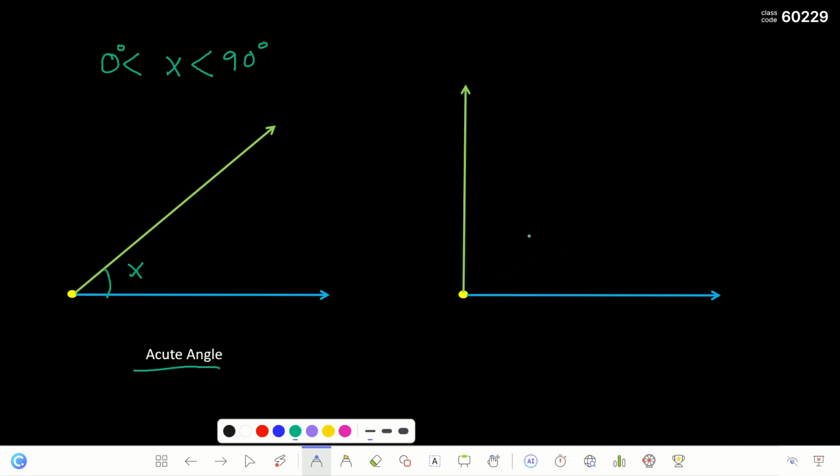Now here, when our angle is X, let's say this is X, it is exactly equal to 90 degrees. Such an angle is known as a right angle. Now a right angle is denoted by this kind of a symbol. For other angles we use this sort of a symbol, but for a right angle, or for 90 degrees, we use a squared kind of a symbol to denote the angle. A right angle is also known as a perpendicular. So we could say that this ray is perpendicular to the blue ray, or in other words, it is at a right angle to the blue ray.